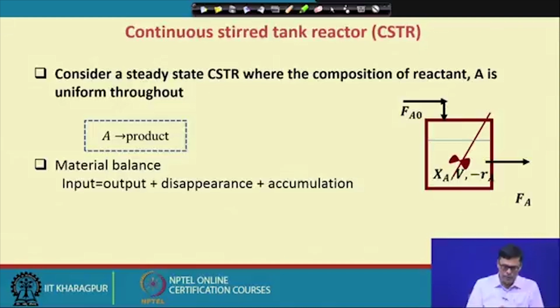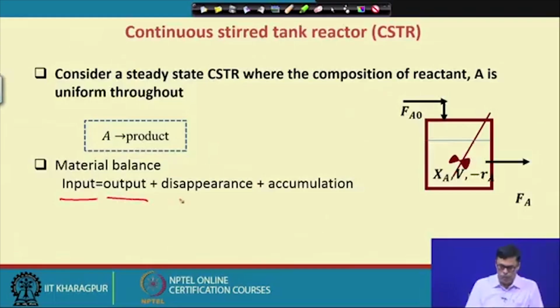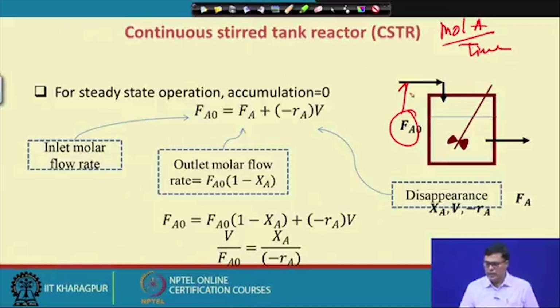So your material balance is input equal to output, the same that we have done before. Input equal to output, disappearance plus accumulation. Now, how can we analyze the reactor? If you consider here, let us assume this is Fa. Fa is the moles of A per unit time you are feeding in the reactor.